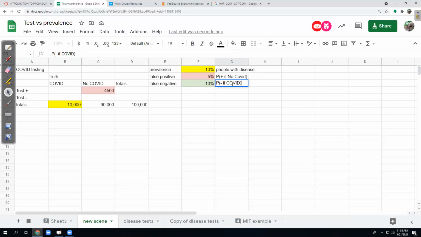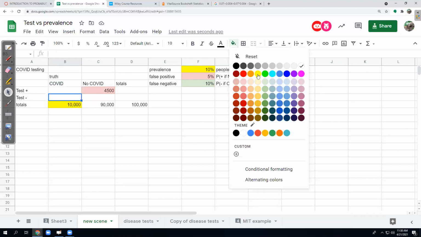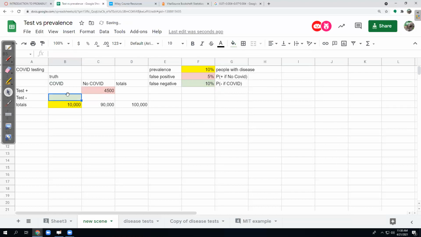All right, so the "if" says you only care about the COVIDs, so only in this column, but you tested negative. That cell right there. So then it equals what is 10% times this 10,000 here, right? Only COVID people, and I get that number. Now to fill in the rest, I just have to do some adding and subtracting.